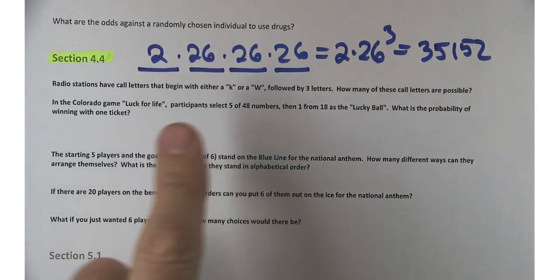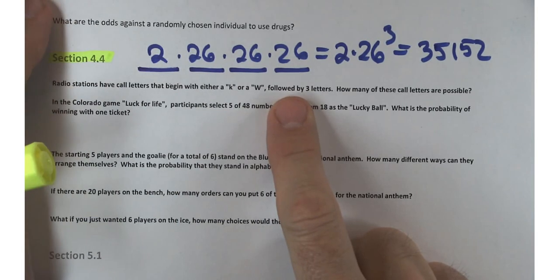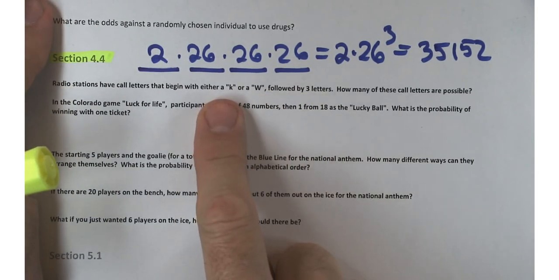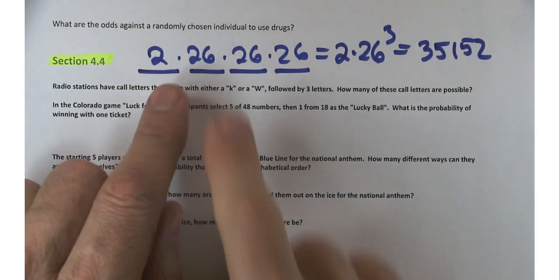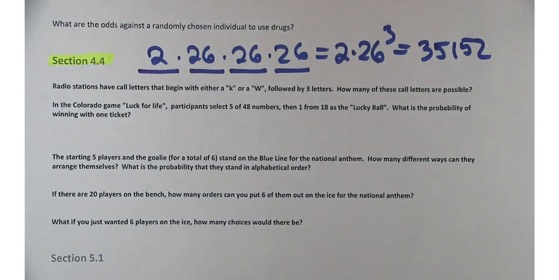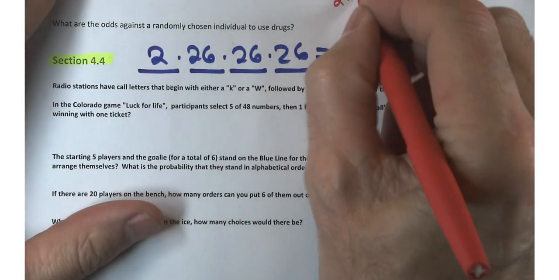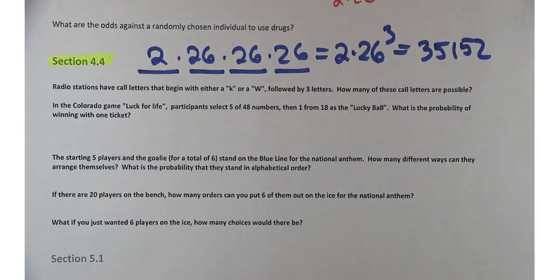In your homework you had a problem like this, except the radio stations could have call letters that had either 2 or 3 letters after this. So in addition to calculating this, you would also have to calculate 2 times 26 squared, and add that up. So 2 times 676, that's 1,352, and then add it here.